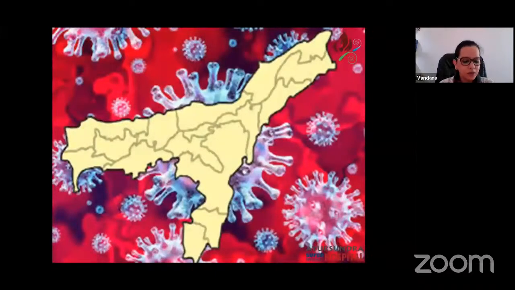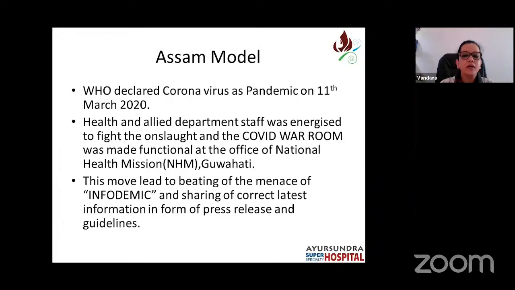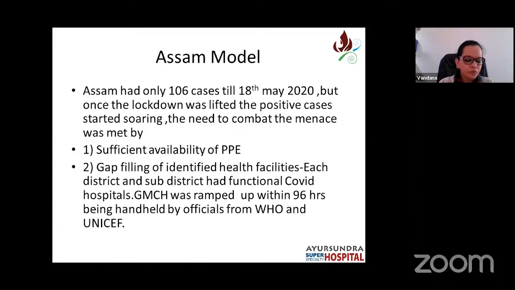COVID-19, just a few months old, unknown to mankind, gripped the state, and it was declared a pandemic on 11th March 2020 by WHO. Following the declaration, the health and allied department staff were energized to fight the onslaught, and a COVID war room was made functional at the office of the National Health Mission, Guwahati. The idea was to beat the menace of infodemics and share correct and latest information in the form of press releases and guidelines. The Assam model was an effective multi-pronged strategy adopted by the Health Department of Assam to ensure the smooth functioning of people's lives and to contain the disease progress.